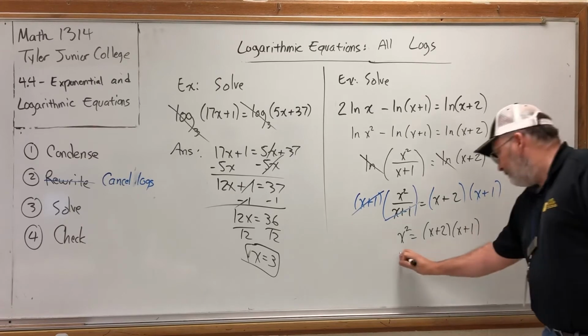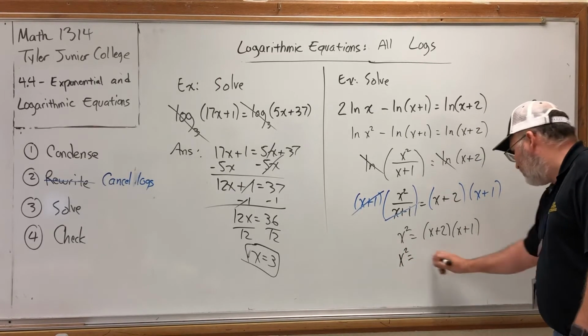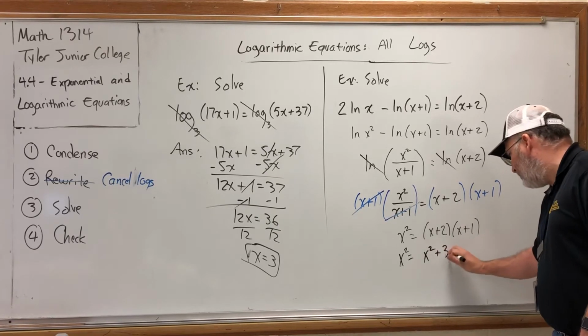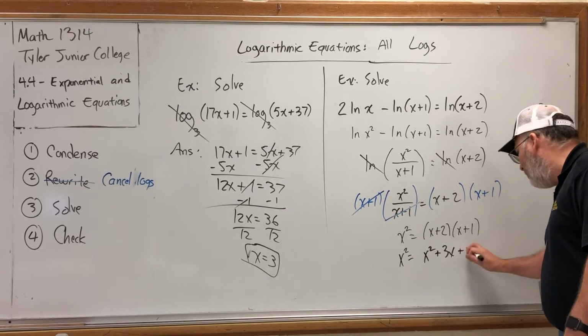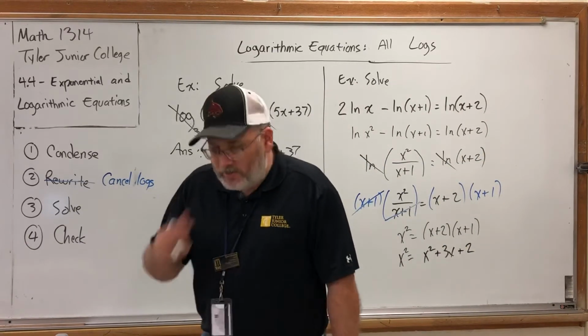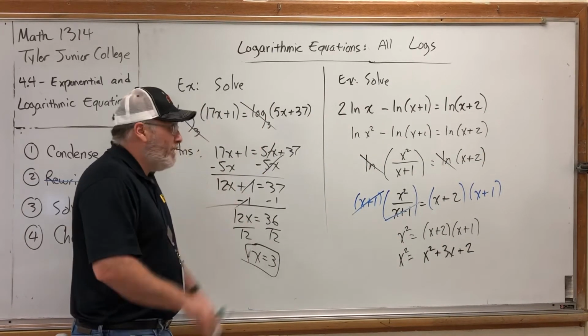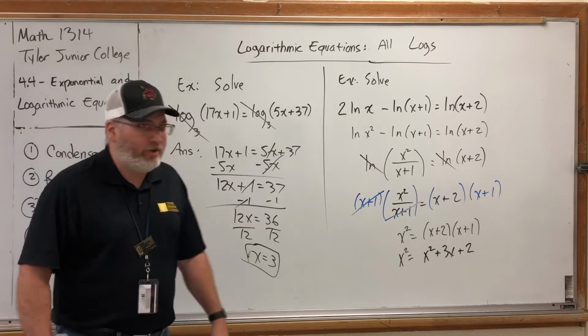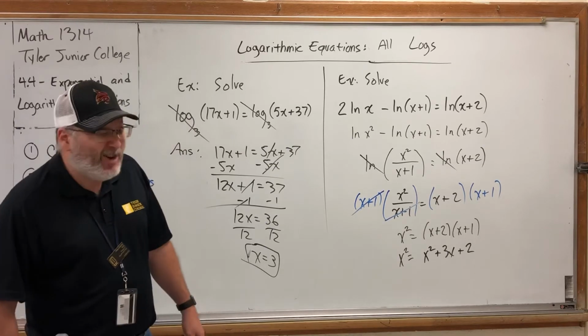Foil this out. You get x squared plus 2x plus 1x, which is plus 3x, plus 2. Oh, goody, now it's a quadratic equation. It's like we always fix one problem and get another. But that's okay. The problem's getting better. It used to have logs, it used to have fractions, now it has neither. And this looks like a quadratic equation. Guess what? It's not really.